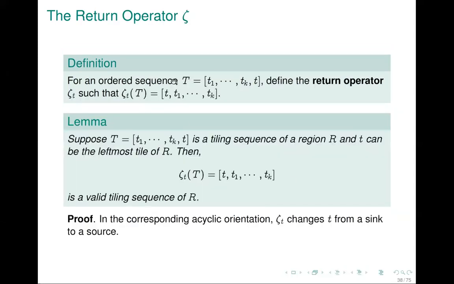So before that, let me introduce some operators. So first one is zeta. Basically zeta, you can imagine this T is just 0. Pull this T out and put it at the beginning of the sequence is zeta. I call it the return operator. And this lemma for this operator basically says the return operator makes a valid tiling sequence still a valid tiling sequence. But the condition is T can be the leftmost tile. So in our example, 0 of course can be the leftmost tile of a region. Okay. So let me skip the proof.